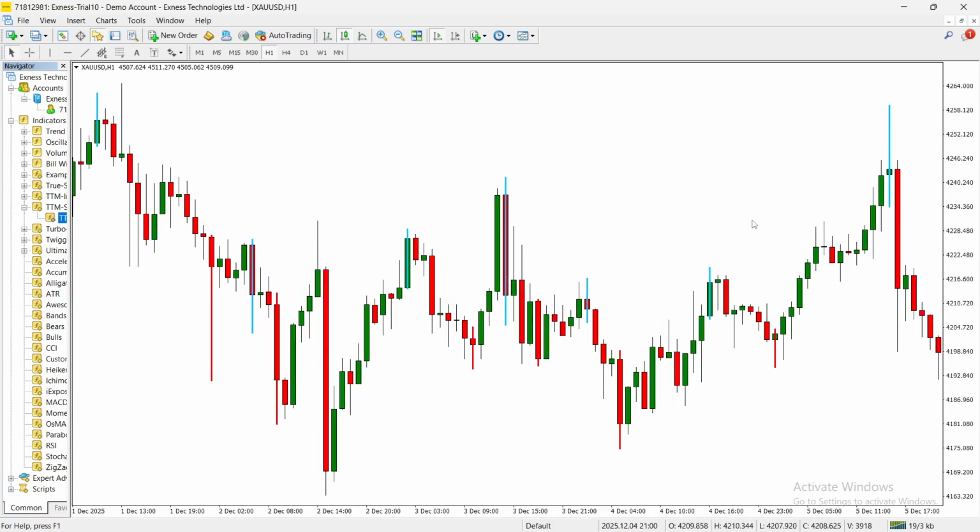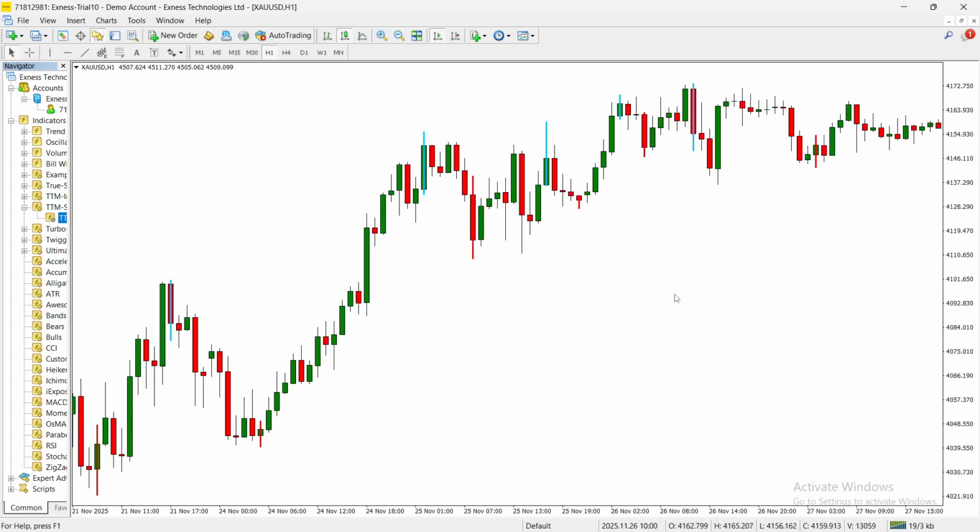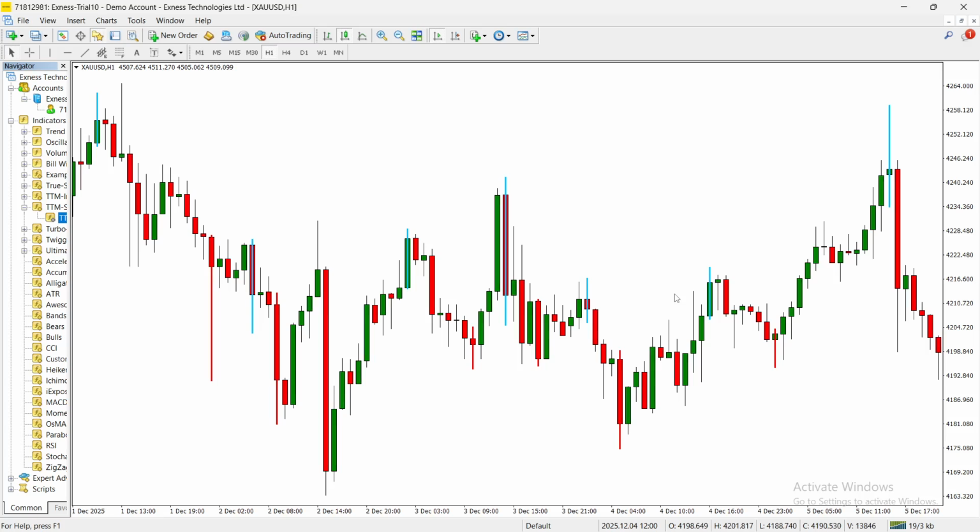On the charts, as you can see, the TTM Scalper eliminates unnecessary clutter and provides a clean interface for rapid analysis with its minimalistic color-coded signal system. You can see over here a blue line representing an upward move and a red line for a downward move, as you can see over here.